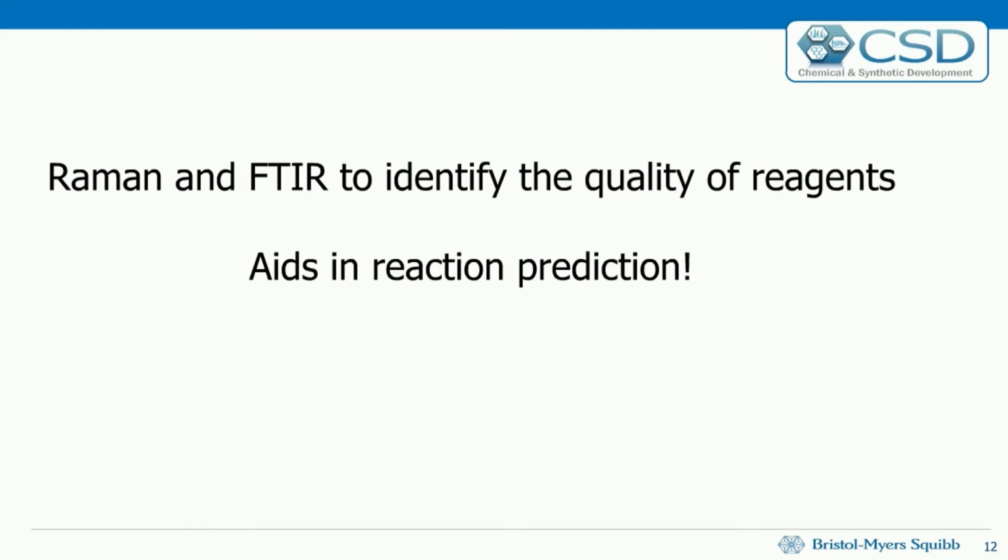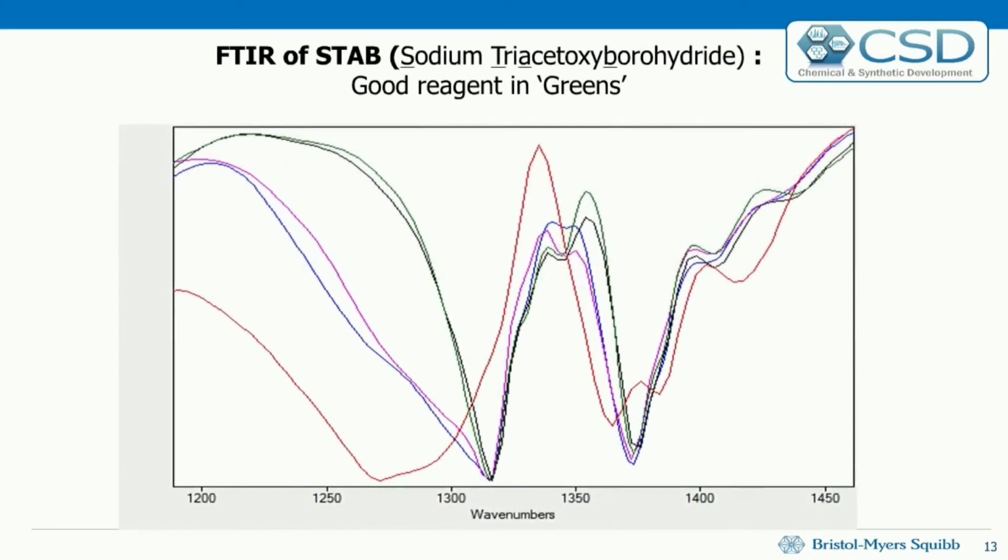I did want to touch on this because it's something that has really become very important for us, and that is using Raman and FTIR to look at the reagents which we use in our chemical reactions. This is just a couple of quick examples I'm going to breeze through.